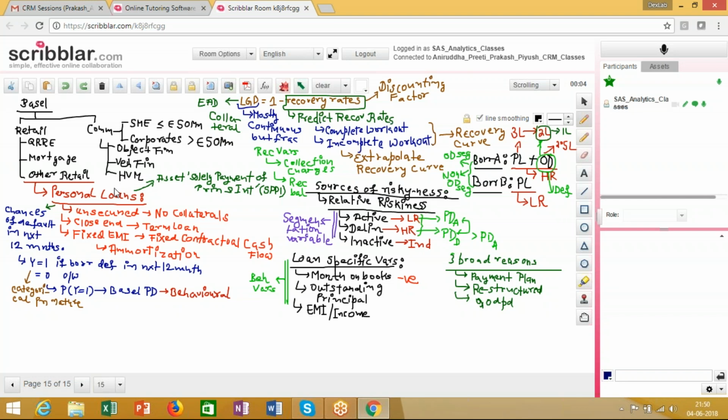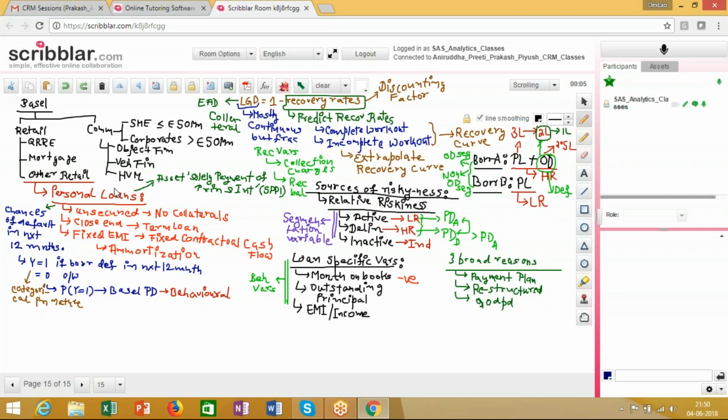Coming to the next part, the second set of the lending books of the bank comprises commercial borrowers. There are two broad types of commercial borrowers that we generally come across. One is small and medium scale enterprises, SME, where the total turnover is less than 50 million euro, and for corporates it is greater than 50 million euro. Within commercial products, there are different kinds of products such as object finance, vehicle finance, highly volatile real estate portfolios, and so on.